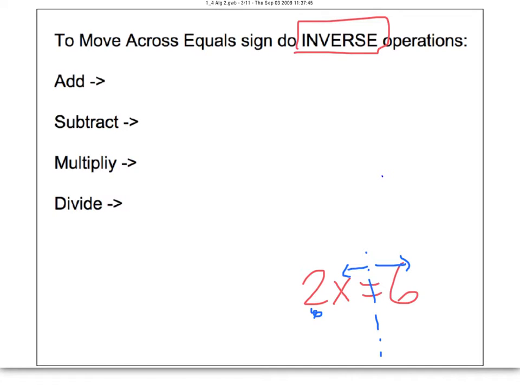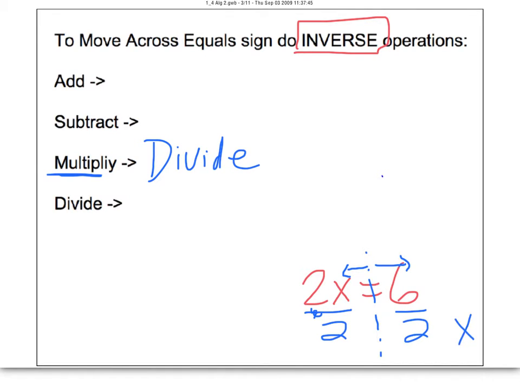This is multiplication. So the inverse of multiplication is to divide. So let me show you. On this, if it's 2 times x, I would divide by 2 and divide by 2. That's where I get that x is equal to 3. Okay. Now don't confuse that with this.